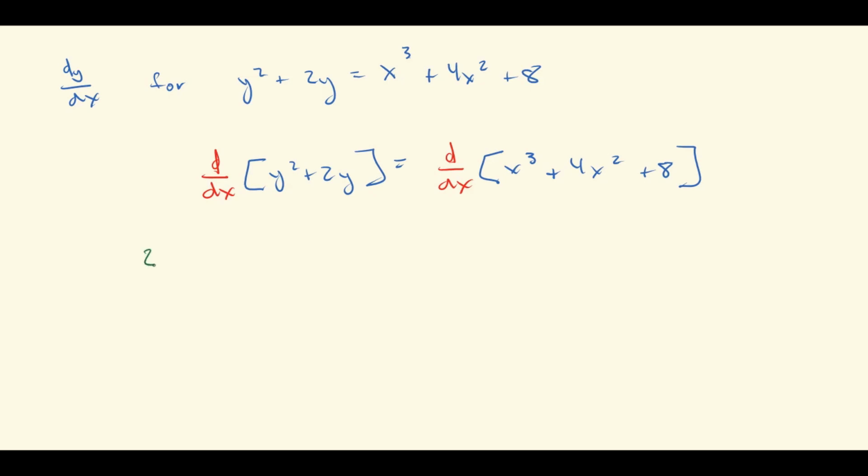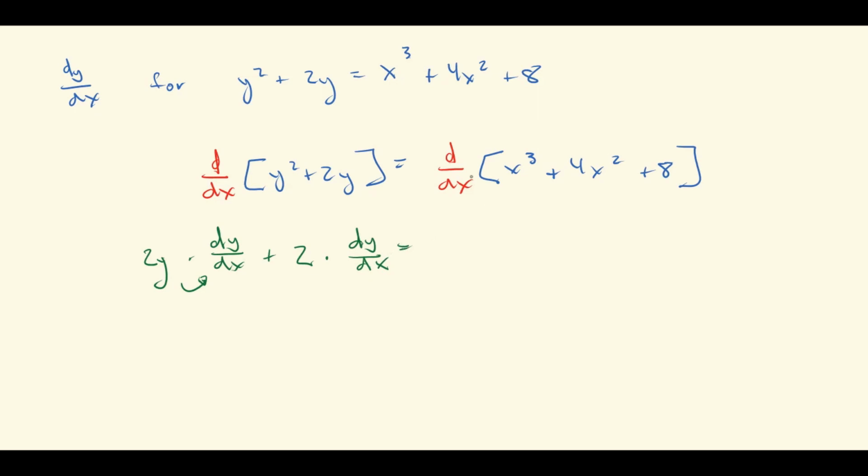So we're going to get 2y, but then we have to multiply it by dy dx, the derivative of y, because y is not the independent variable, so we treat it as a function. Similarly here we have a 2y, its derivative is 2, but because y is going to be treated as a function, we're going to multiply it by the derivative of y, which is dy dx.